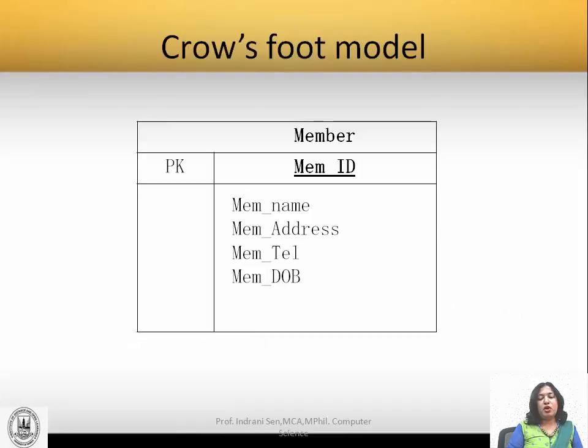In the crow's foot model, it is shown in this way. In the lower rectangle, you can see we are underlining this member ID, and on the left hand side we write PK. PK means primary key.